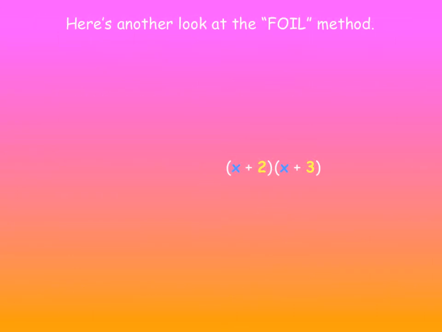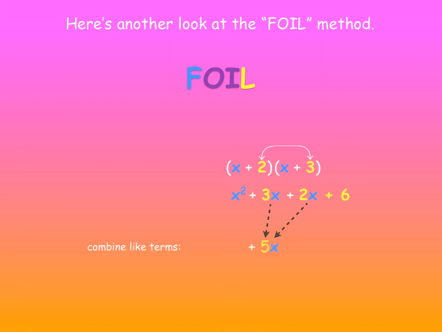Here's another look at the FOIL method. First times first, x squared. Outer times outer, plus 3x. Inner times inner, plus 2x. Last times last, plus 6. Combine like terms, 3x plus 2x is plus 5x. Bring down the other terms, so we have the whole thing. X plus 2 times x plus 3 equals x squared plus 5x plus 6.